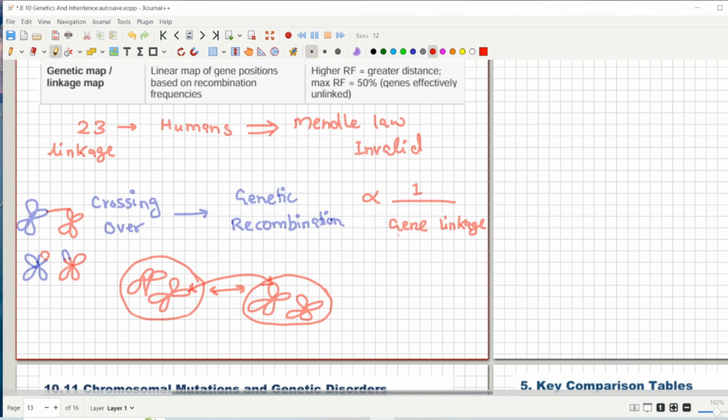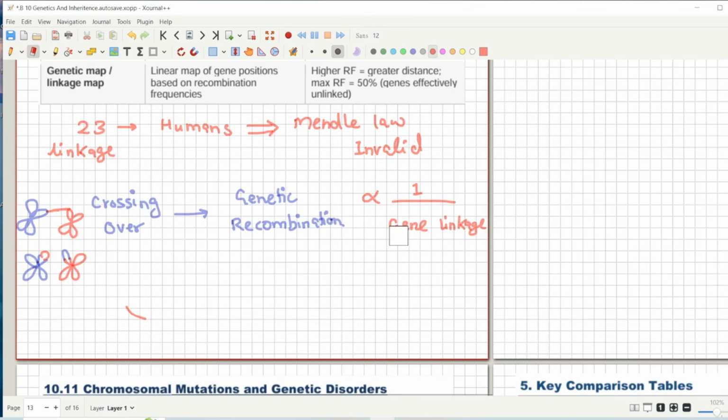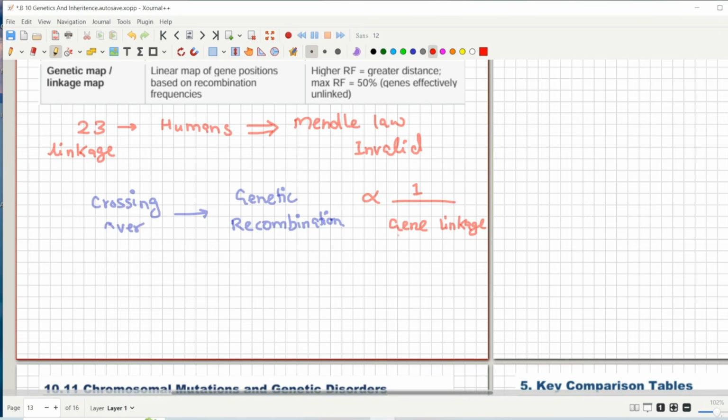So for Mendel's laws to be valid, you need crossing over, you need genetic recombination. If you don't have genetic recombination, then Mendel's laws would be very difficult to show in the phenotypes, right? So this is the thing that you have to know. If you want me to make it simpler, then let's make a flow chart so that you can remember it for an eternity. Okay, so let's make a flow chart.